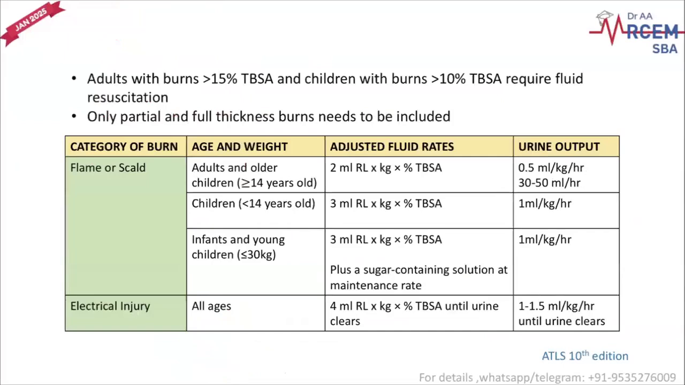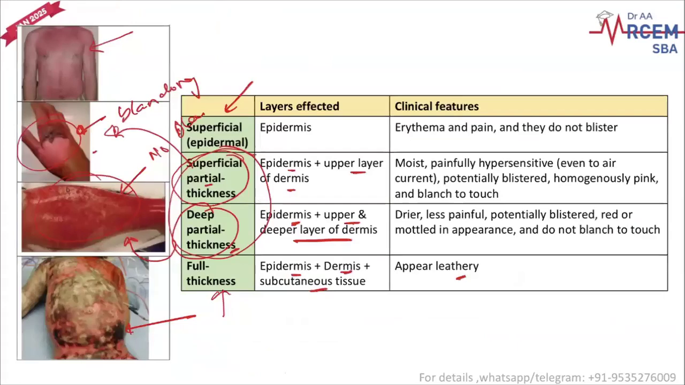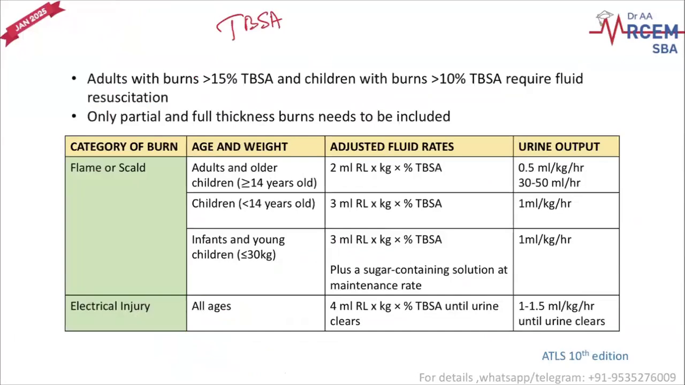When we are calculating the total body surface area of the burn, we are not including the superficial burn. We are just including the superficial partial thickness, deep partial thickness and full thickness. Superficial, where only the epidermis is involved, is not included while calculating the total body surface area. In adults, if it is more than 15%, in the pediatric age group, if it is more than 10%, then fluid resuscitation is required. Doesn't matter if the patient is in shock or not in shock.